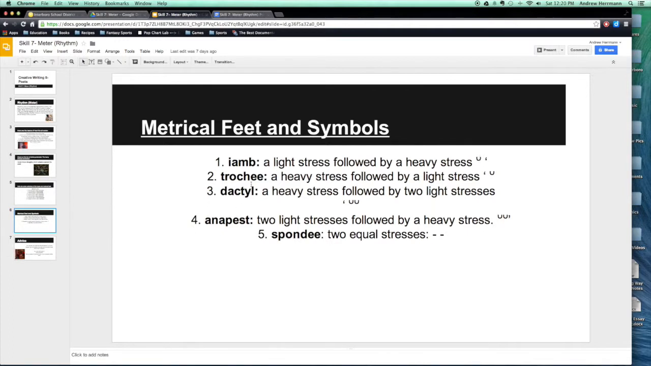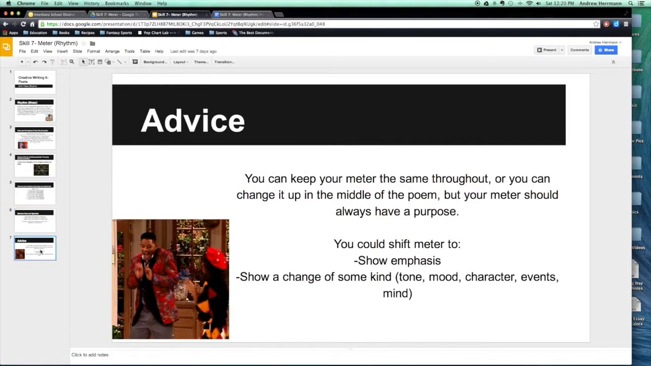A trochee is a heavy stress followed by a light stress. It's the opposite of an iamb. A dactyl is a heavy stress followed by 2 light stresses, ba-da-dum. An anapest is 2 light stresses followed by a heavy stress, ba-ba-dum. And then a spondee is 2 equal stresses. Now, that is the way you can figure out the scansion of a poem. And like an iamb represents the beating of a heart, each of these has its own different sound when it's said out loud.